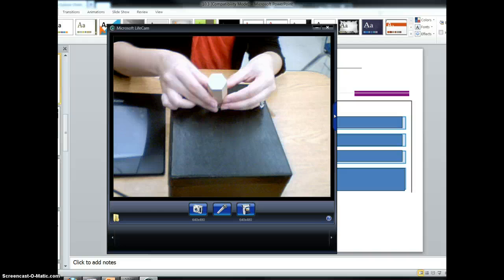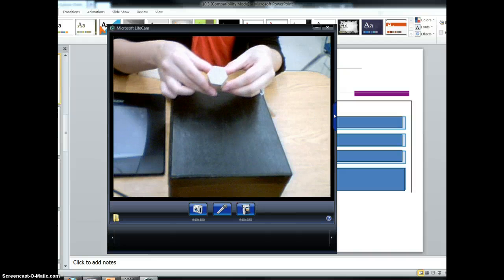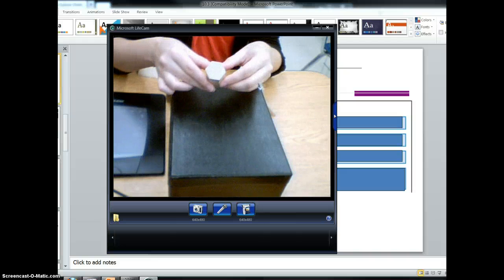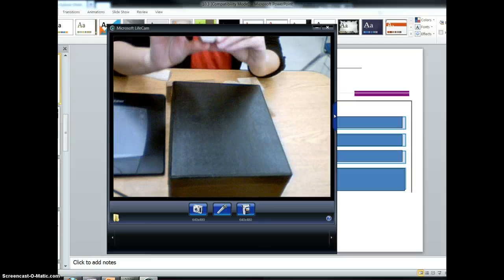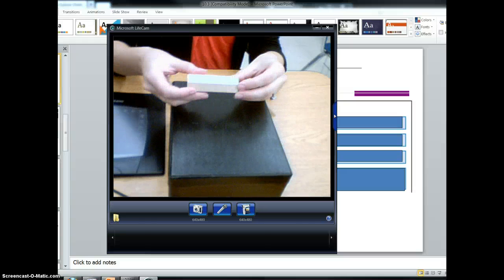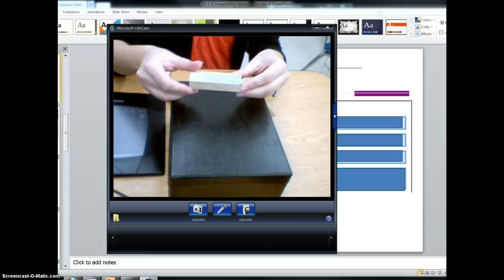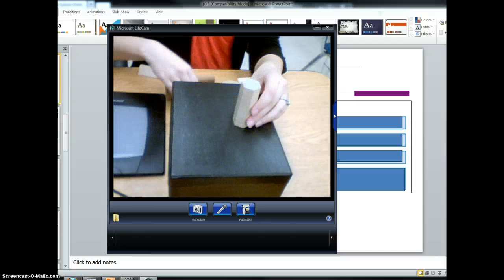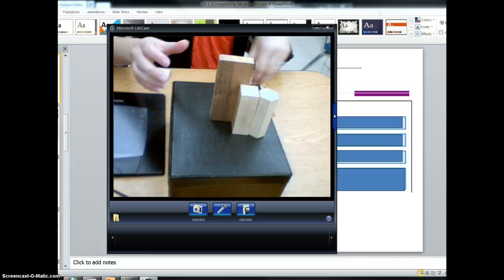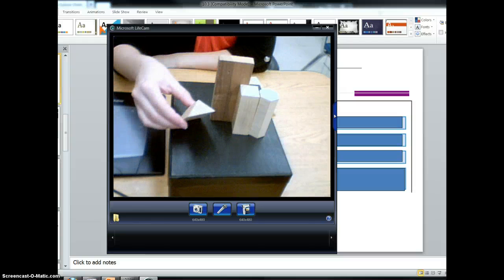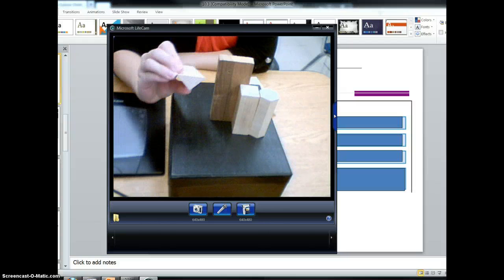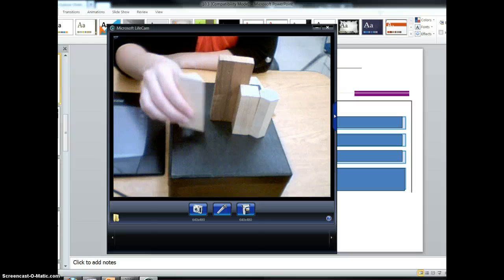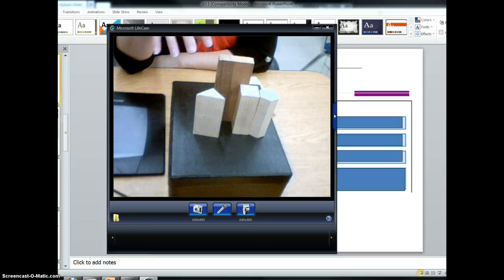This is also a prism. You can see the base is a polygon, so it's a polyhedron. It is a hexagon. Two hexagons connected by rectangles. This is also a prism. The bases are the triangles. There's always two bases and rectangles connecting them. These are all prisms.